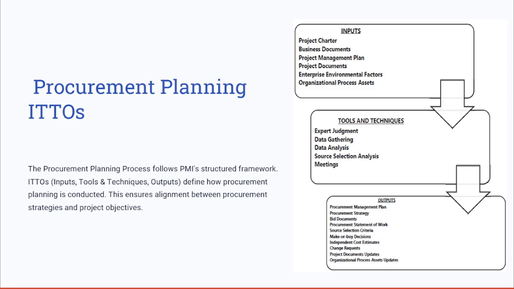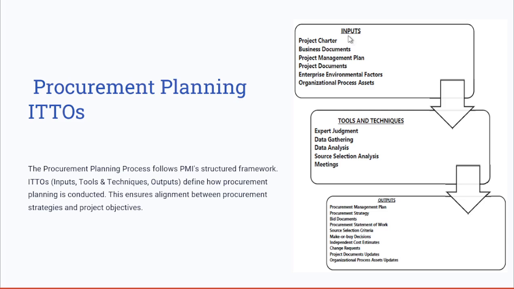The inputs provide the necessary information for the procurement planning. Tools and techniques help in decision making, and outputs define the documents and deliverables resulting from the process itself. So, understanding these ITTOs ensures that procurement decisions are well informed, aligned with the project needs, and executed efficiently.